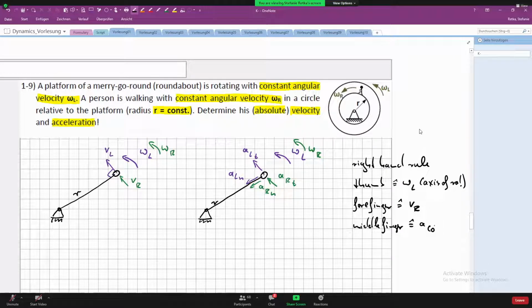So now your thumb points upwards. Your bent fingers point in the direction of omega L, same as in statics when you computed the moment. Okay, so thumb points upwards. Your index finger in direction of the relative velocity, and your middle finger shows the direction of the Coriolis acceleration.